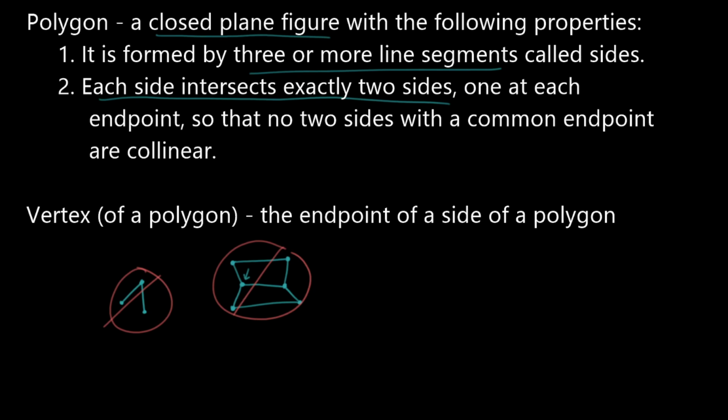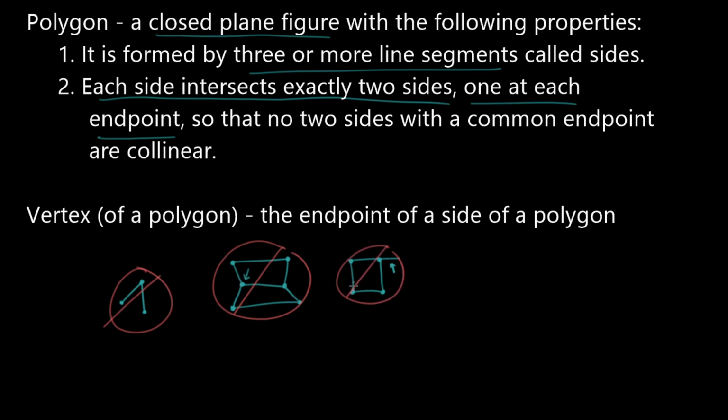The next part says one at each endpoint, meaning that another situation that I could have is something like this. This is not a closed polygon. I have this thing sticking off here, which is no good because this segment up top is not met by this other segment at its endpoint, and so having this extension is no good either. So this is also not a polygon.